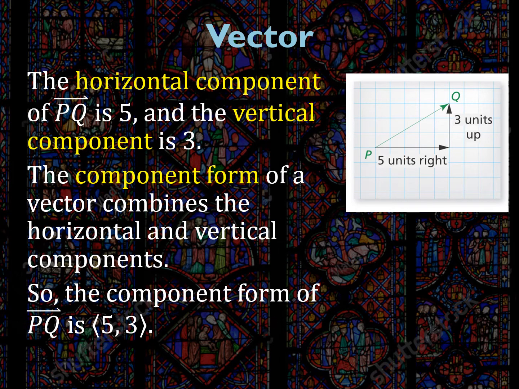For now, the horizontal component of PQ is 5 and the vertical is 3. Notice the vector goes right 5, up 3. The component form combines the horizontal and vertical components, so the component form is <5, 3>. The first number refers to the change in the horizontal or x direction. The second number, 3, refers to the change in the vertical or y direction. When you see vector <5, 3>, that means it's 5 to the right and 3 up.